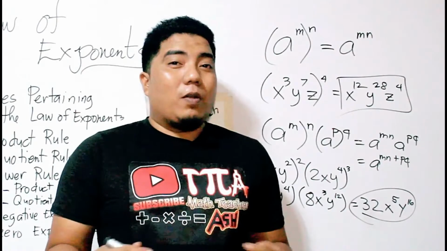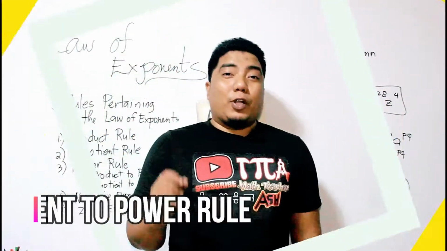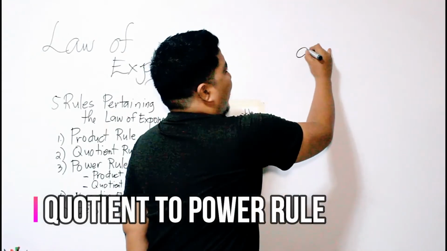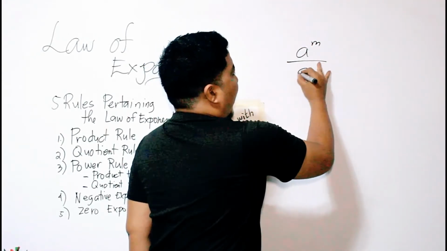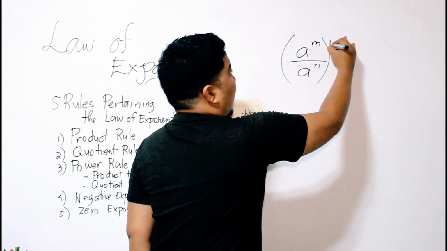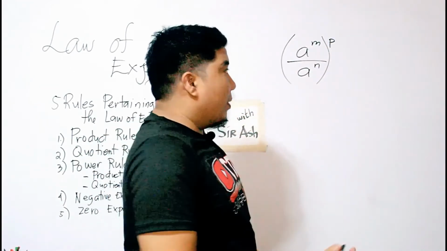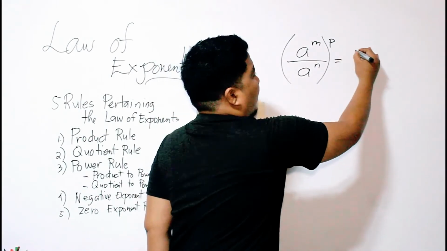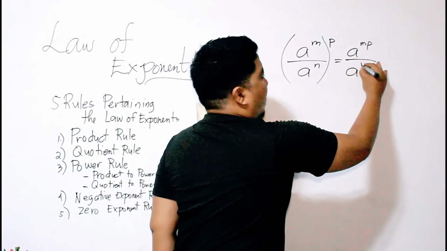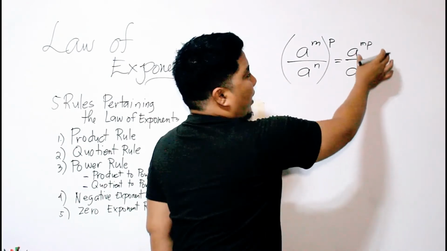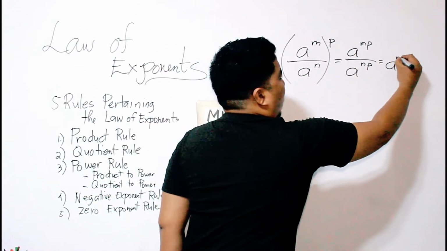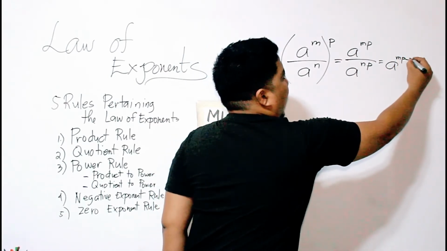Easy, right? So now let's go to the quotient to power rule. For the quotient to power rule, the notation is very simple. If you have a to the m over a to the power of n, all to the power of, let's say, p, if you simplify that, that will become a to the power of mp over a to the power of np. And since they have the same base, that will become a to the power of mp minus np.